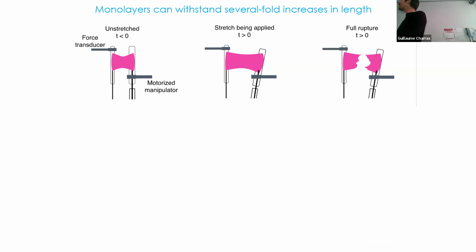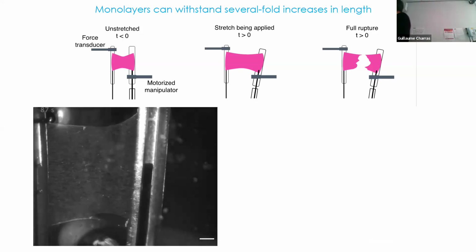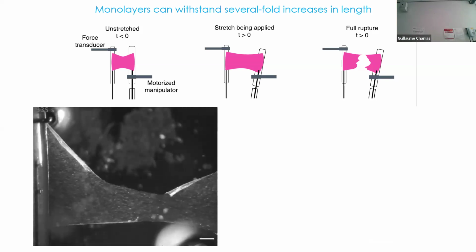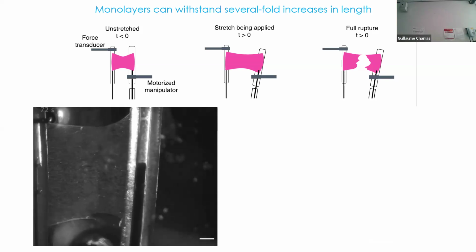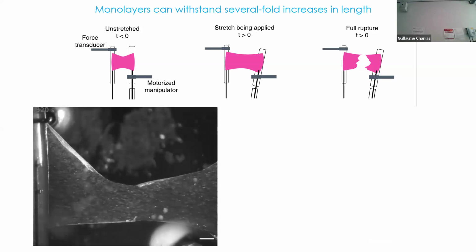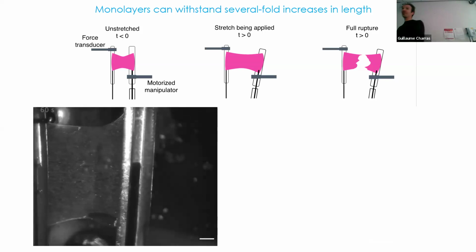The experiments are super simple. All that we do is we just stretch at a constant strain rate until the tissue ruptures. And this is what it looks like. You have the bar that's motorized and that moves. And at some stage, the tissue starts tearing, and you have a crack that propagates throughout the tissue until the whole thing ruptures.